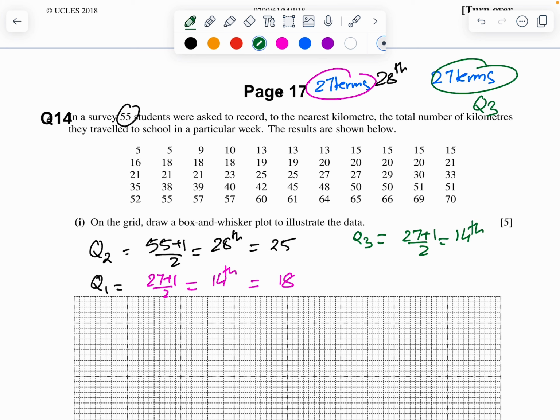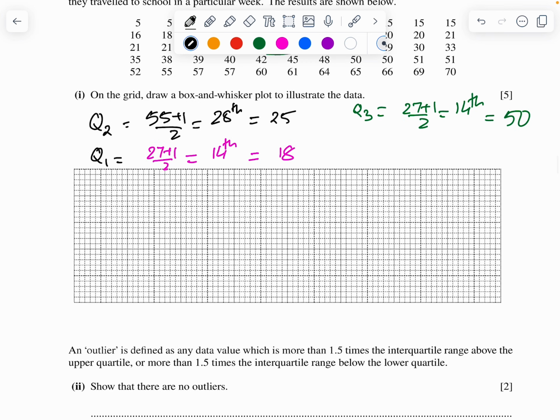The 14th term from 25 is going to be nothing but how much? 50. Q3 is 50. So now I'm going to draw the box and whisker plot for that.